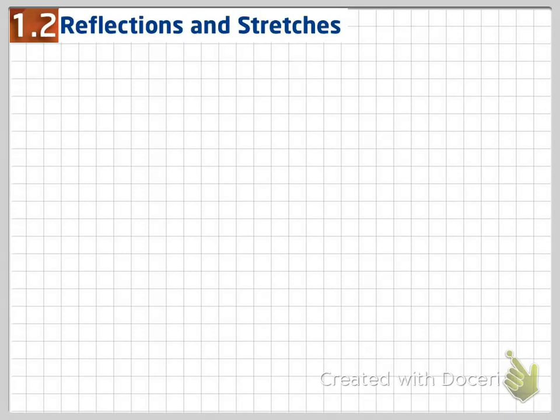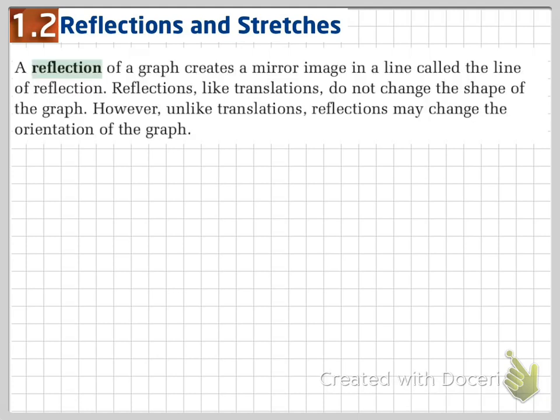Okay, let's look at topic 1.2, reflections and stretches. A reflection of a graph creates a mirror image in a line called the line of reflection. Reflections, like translations, don't change the shape of the graph. However, unlike translations, reflections may change the orientation of the graph.